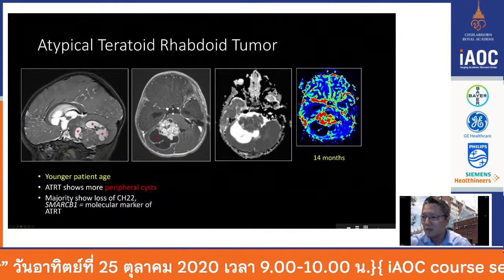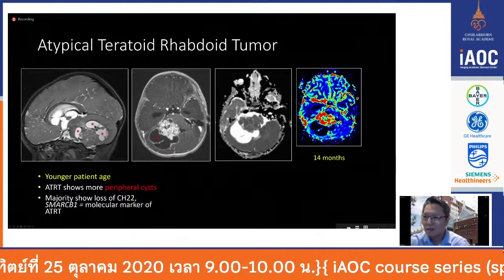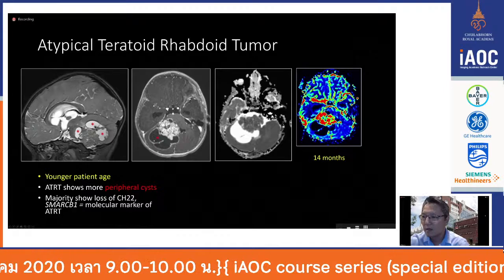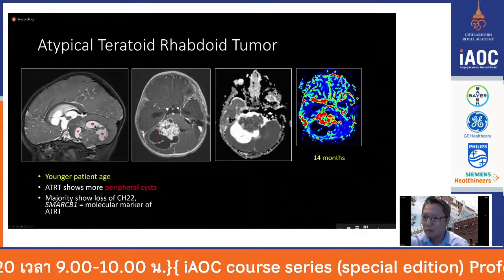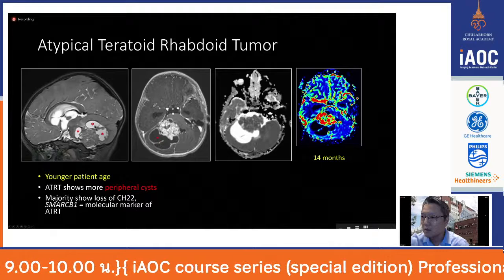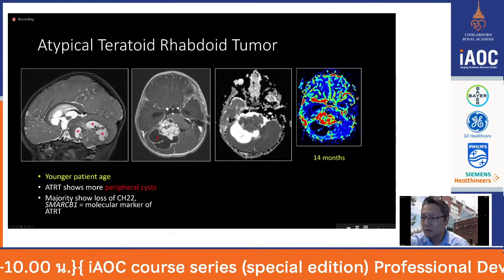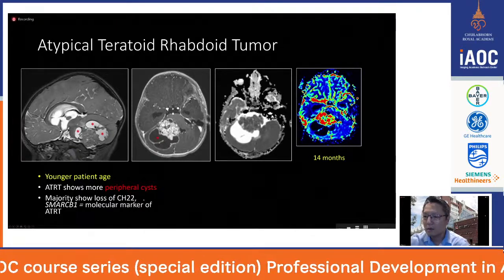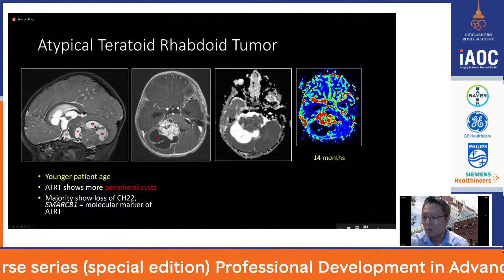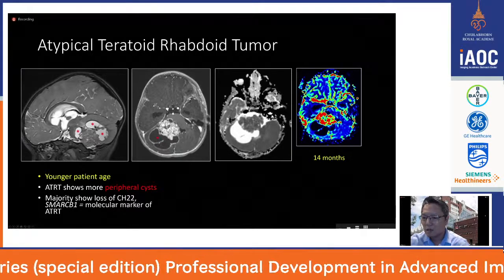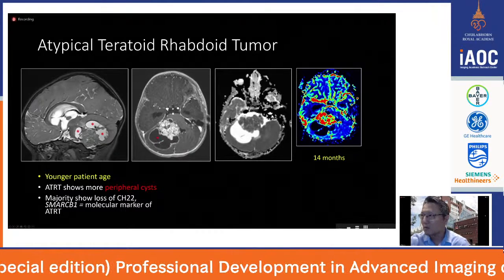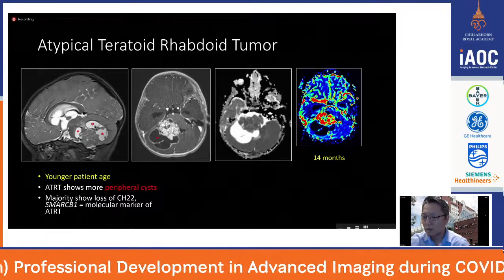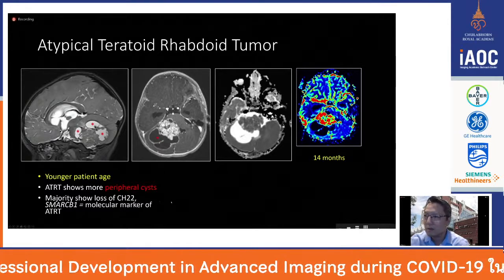Supposedly these large peripheral cysts are more associated with ATRT than medulloblastoma. Usually you won't see big peripheral cysts with medulloblastoma. Central cysts are more likely to be central necrosis, but here this is kind of a hallmark of this type of tumor. People already knew that ATRT had loss of chromosome 22 and a mutation in SMARCB1, and it can be seen in all types of ATRT. So it's a good confirmation for our pathology friends when they see this mutation.